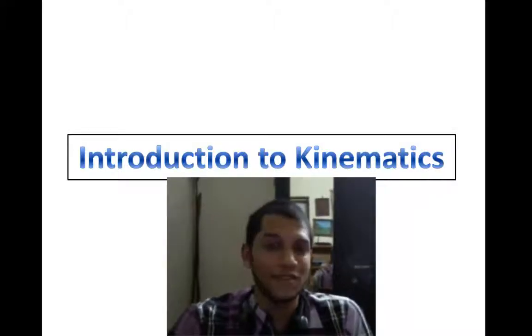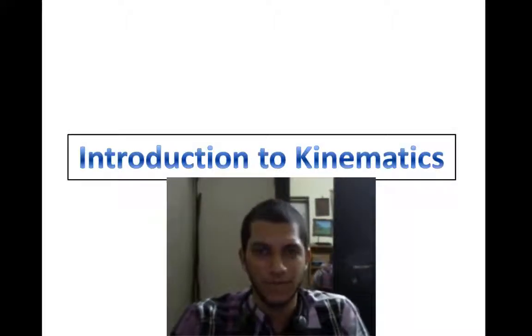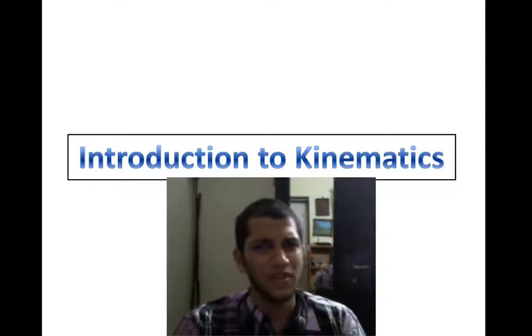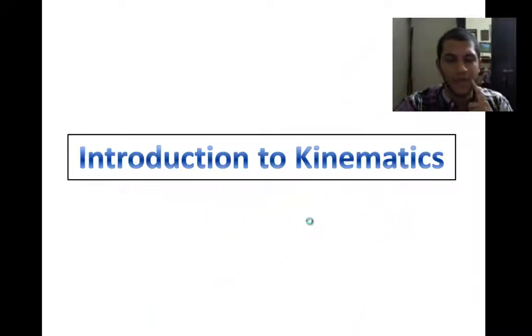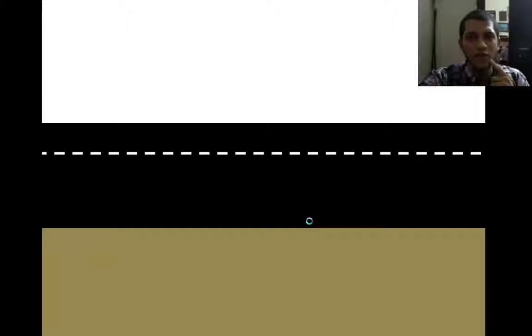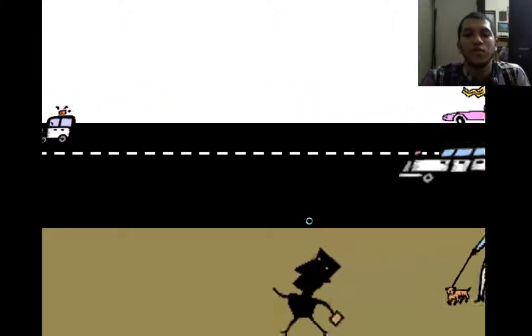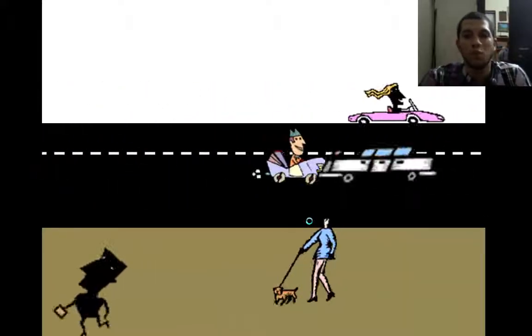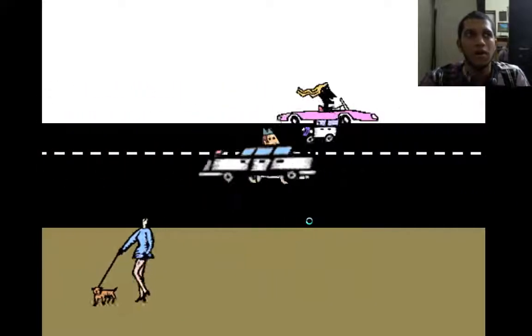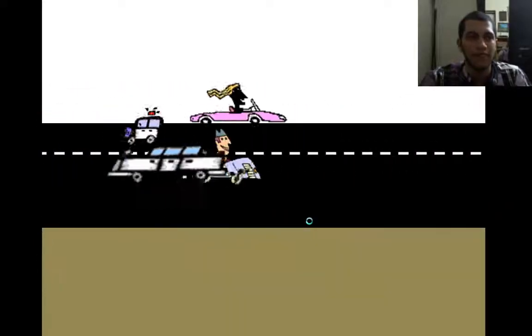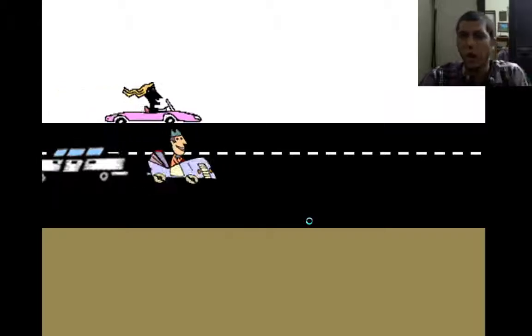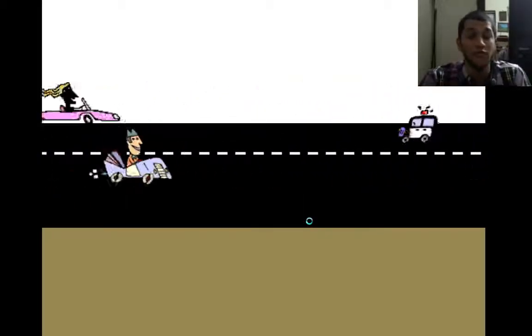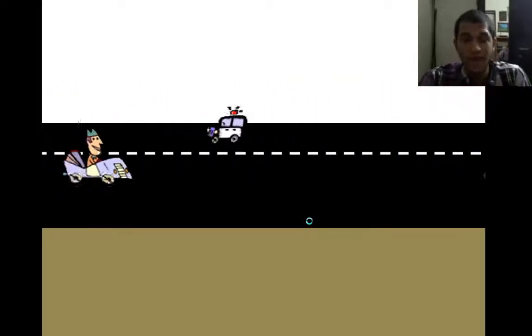Kinematics. This is a branch of physics that deals with motion. You all are familiar with motion. Let's take some examples. If you look outside your window, you'll be seeing cars moving everywhere. You'll be seeing people walking by. You'll be seeing birds flying and maybe planes going around. So they're all in motion, right? So you have a very good idea what motion is.